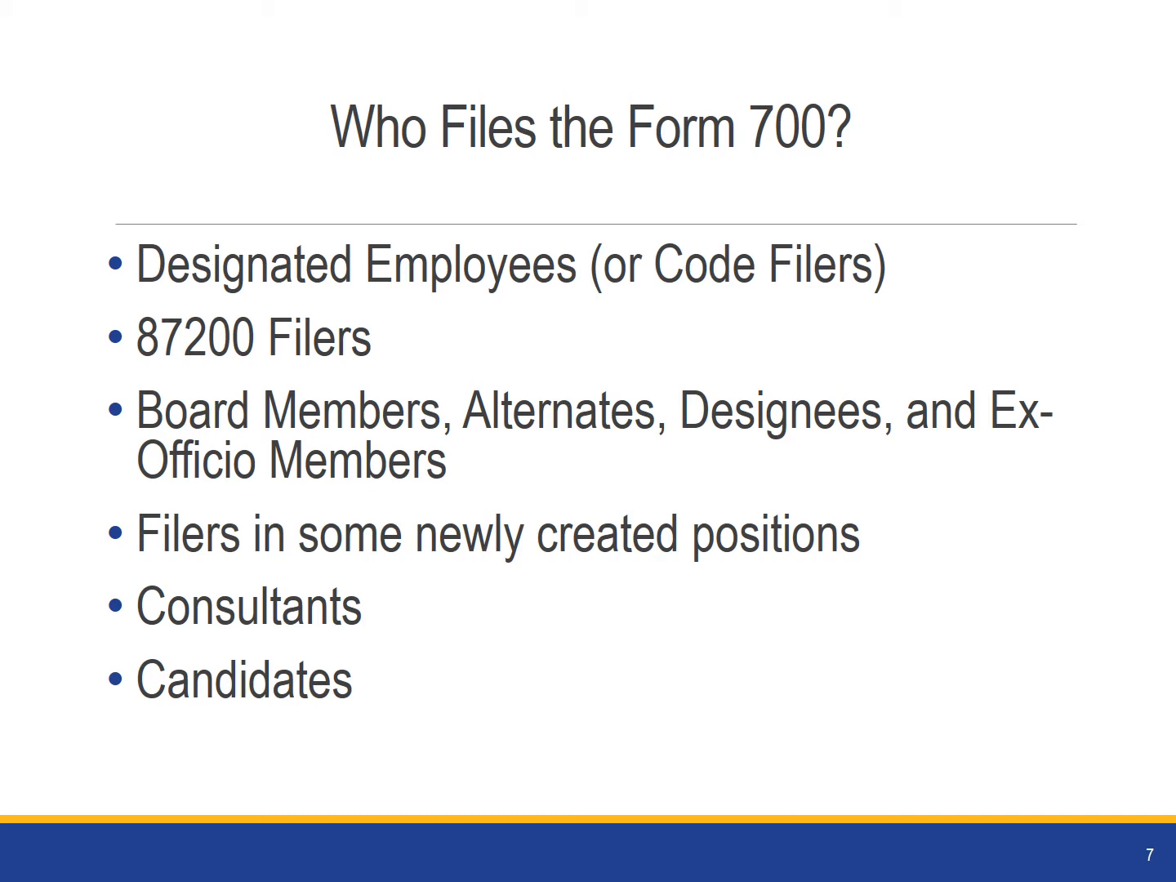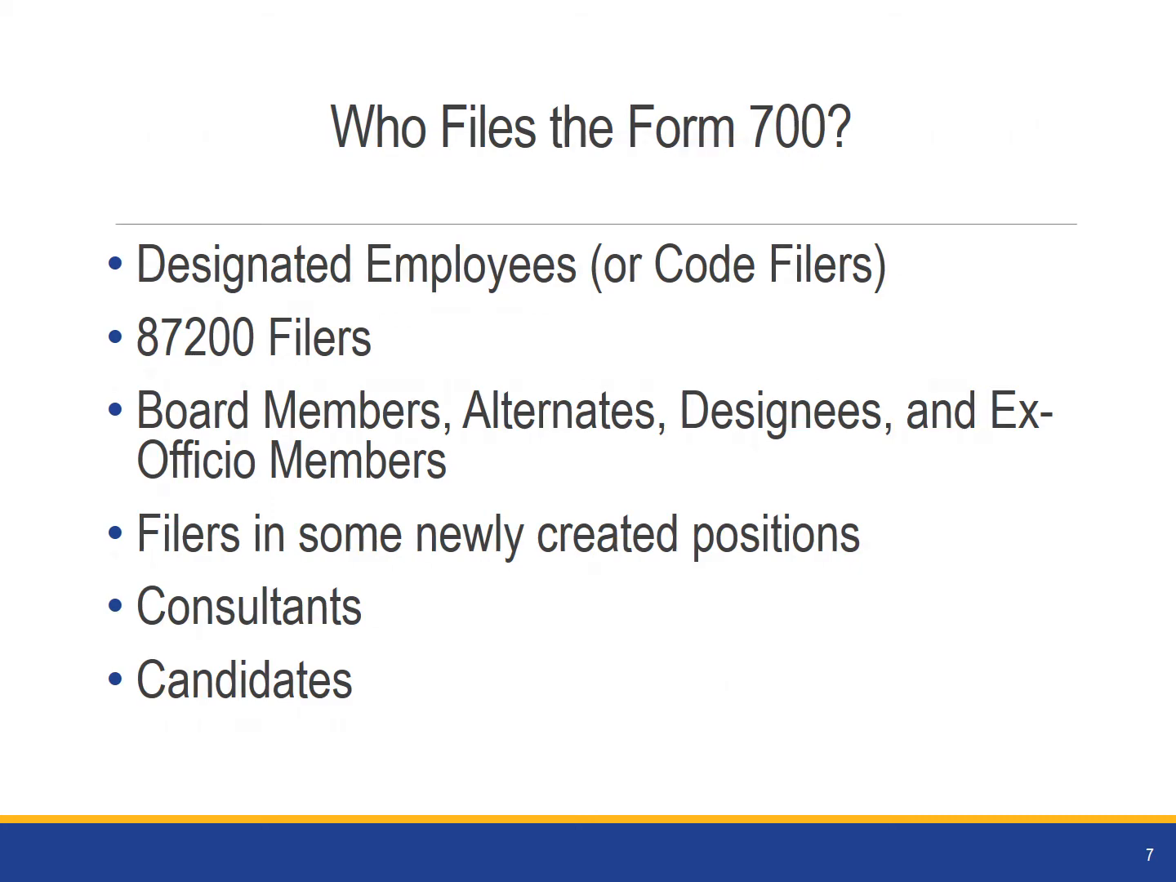Consultants are in a similar position and must complete the Form 700 if their duties require it. In the absence of a written document narrowing disclosure responsibilities, consultants must complete the Form 700 with full disclosure, as 87200 filers do. Candidates for elected positions are also required to submit a completed Form 700 with their declaration of candidacy. They should disclose financial interest as required for the position they are seeking.